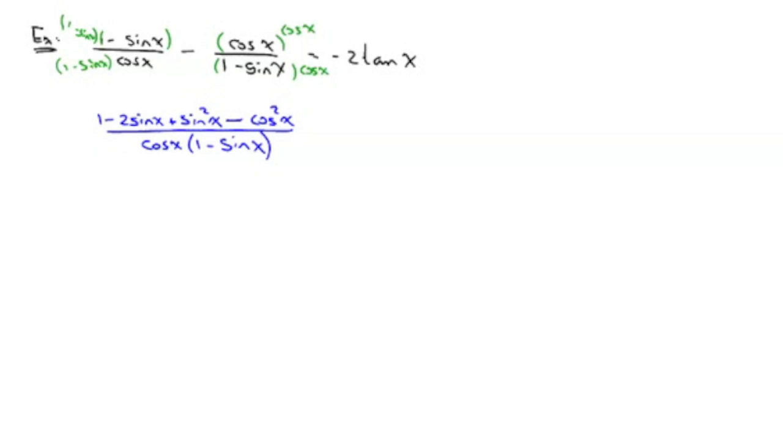Okay, I don't want cosine to go away. I want 1 minus sine to go away. So I need everything in the top to change into 1 minus sine x. I need sines up top. So the only thing that's not a sine is cosine. So what is cosine squared in terms of sine? 1 minus sine x squared. So this becomes 1 minus 2 sine of x plus sine squared of x minus parentheses 1 minus sine squared x, all over cosine of x times 1 minus sine of x.